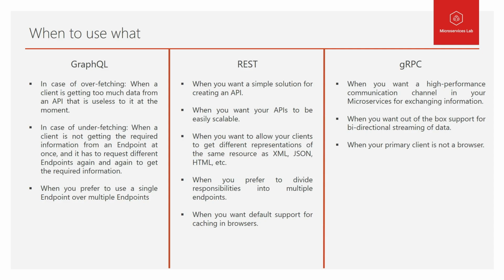As in case of REST, we have multiple endpoints to get a complete set of information from the server. So basically with GraphQL you only have one endpoint that does the job. REST. When you want a simple solution for creating an API. So REST is the simplest among all of these. Why? Because in REST you don't have to maintain any kind of schema file or a proto file.